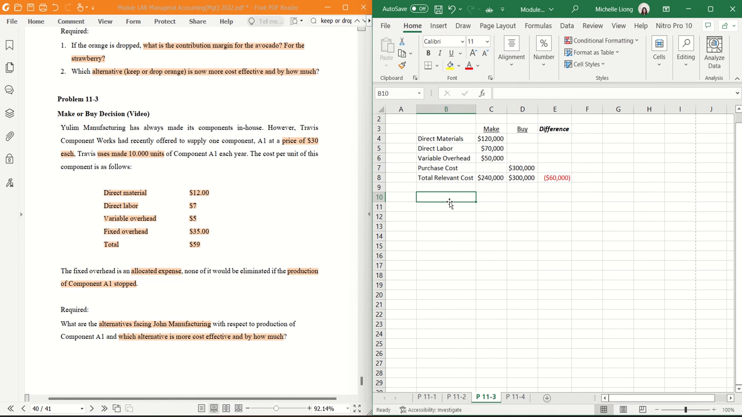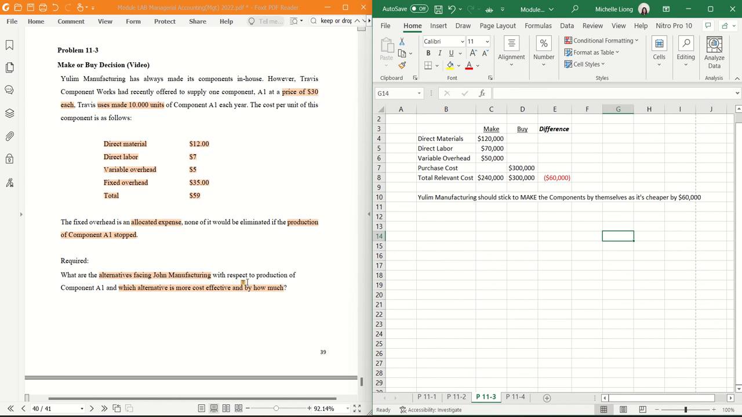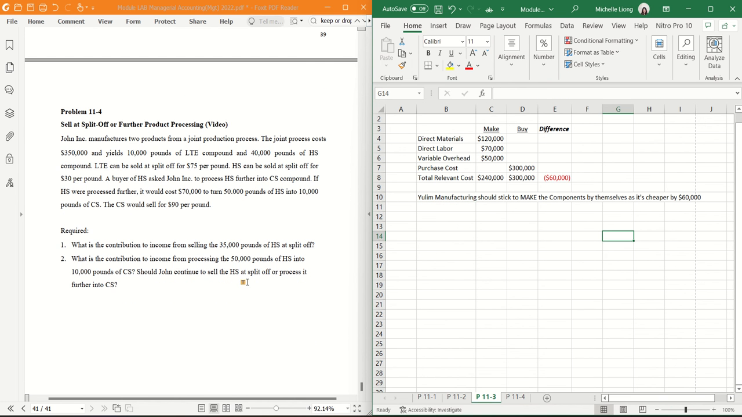And which one is more effective? So we can say that Ulim Manufacturing should stick to making the components by themselves, as it's cheaper by $60,000. This is the answer. Then we will continue to problem 4.